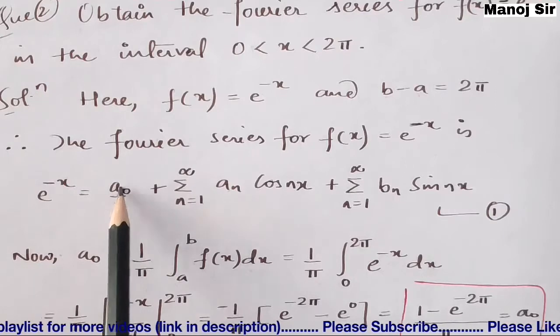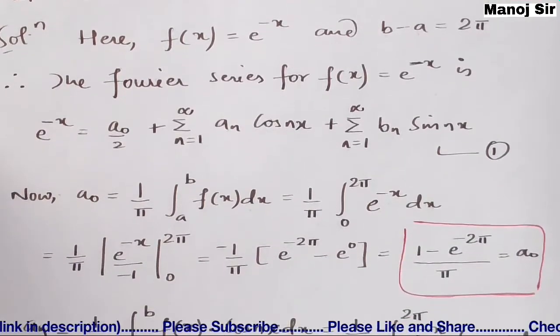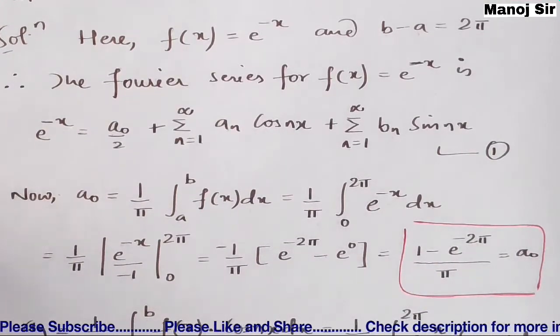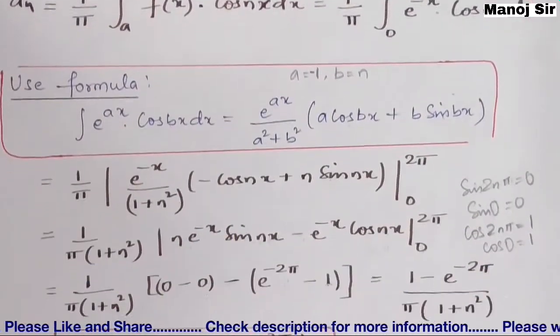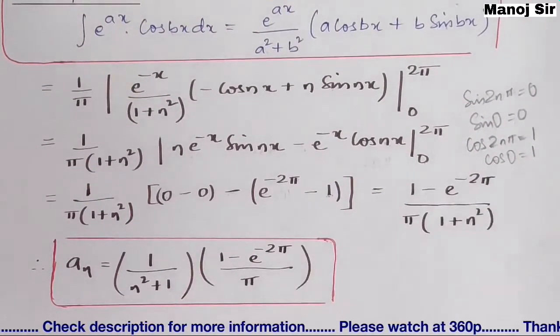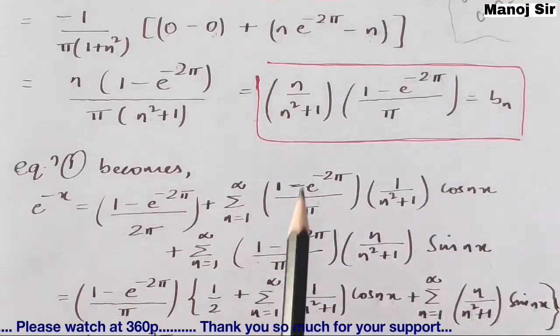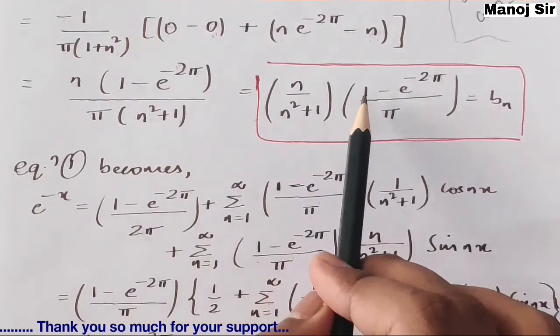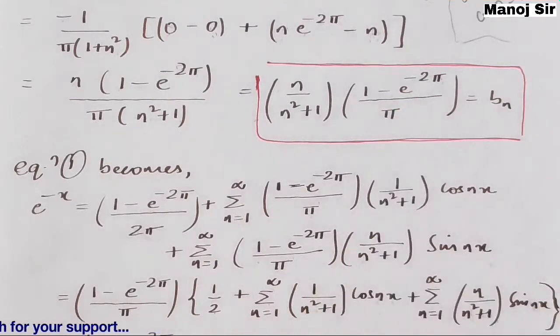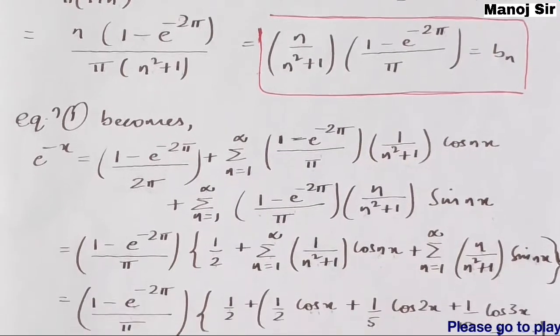So we had a naught equals to this much value. What is the value of an? Yes, we have an equals to this much. And what is the value of bn? bn equals to this much, n upon n square plus 1 into 1 minus e to the power minus 2 pi upon pi. This is the value of bn. Now putting all the values of a naught, an and bn in equation 1.